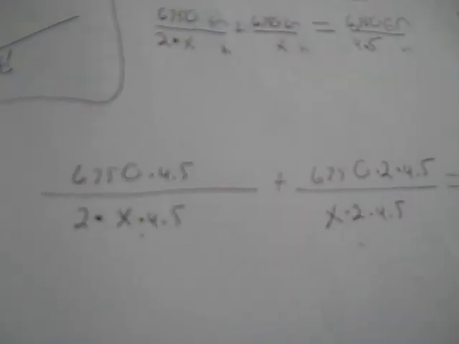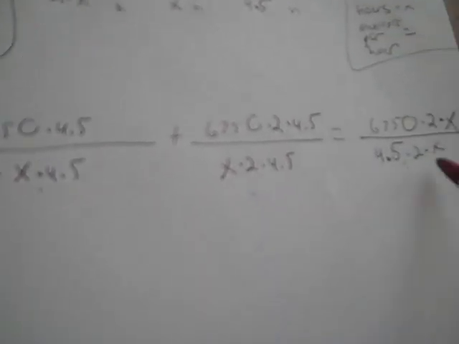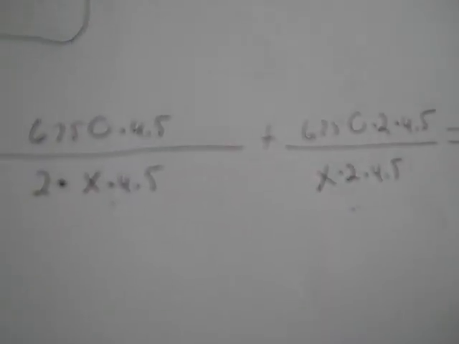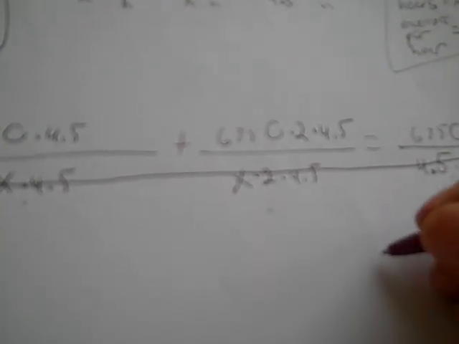Now the bottoms are all the same. Okay, each contains a 2. They might be out of order, but that's fine. Multiplication's commutative. The order doesn't matter. Okay, so now that these all have the same factors, the LCD has been found, so I can now cancel it. And now I have an equation, but this equation is very easy to solve.